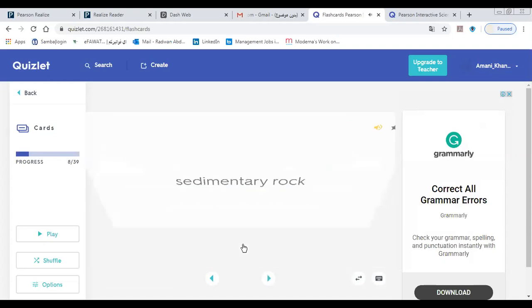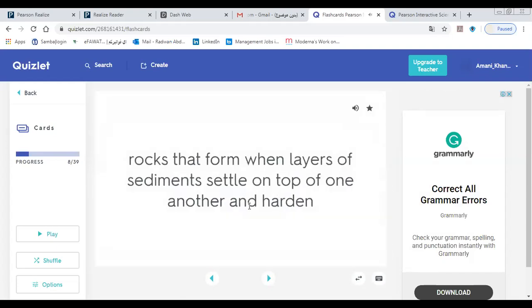Rocks that form when layers of sediment settle on top of one another and harden. So what is it? Sedimentary rock. Again, rocks that form when layers of sediment settle on top of one another and harden.